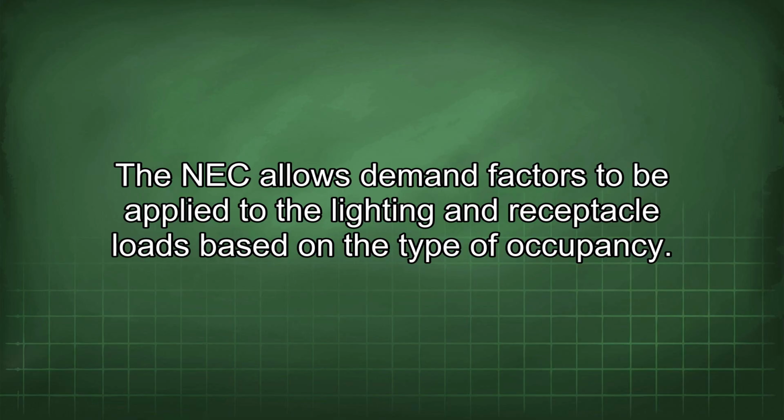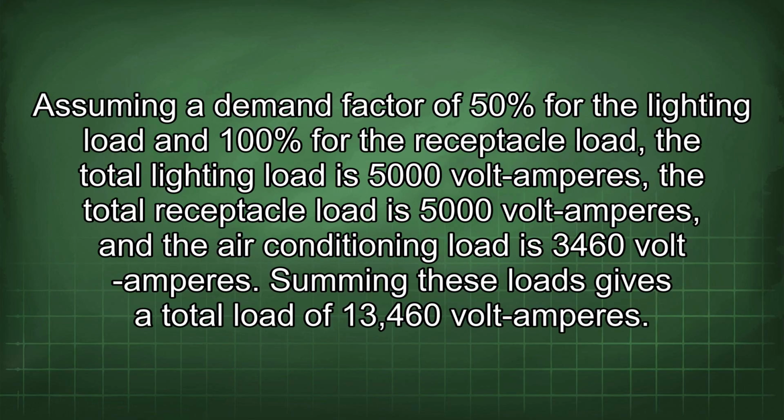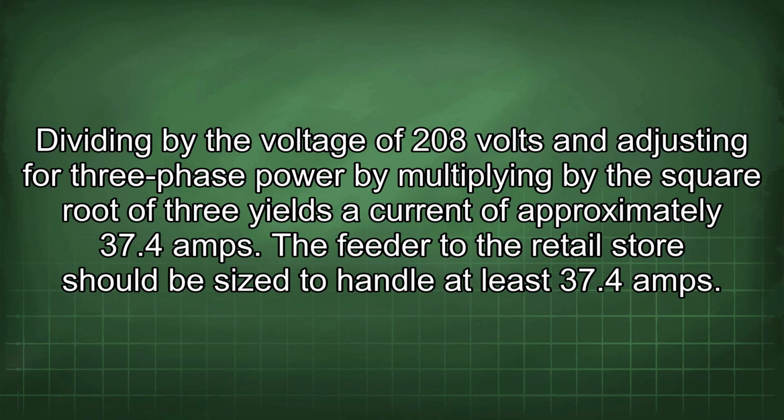type of occupancy. Assuming a demand factor of 50% for the lighting load and 100% for the receptacle load, the total lighting load is 5000 volt amperes, the total receptacle load is 5000 volt amperes, and the air conditioning load is 3460 volt amperes. Summing these loads gives a total load of 13,460 volt amperes. Dividing by the voltage of 208 volts and adjusting for three-phase power by multiplying by the square root of 3 yields a current of approximately 37.4 amps. The feeder to the retail store should be sized to handle at least 37.4 amps.